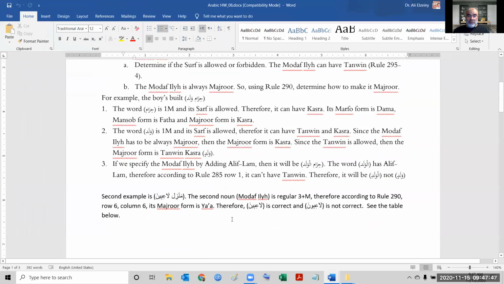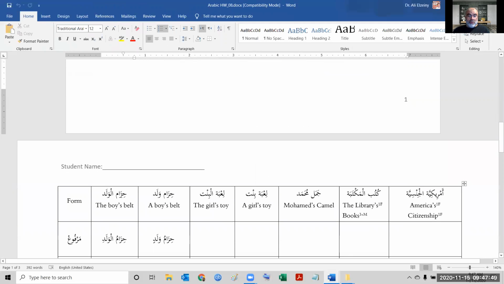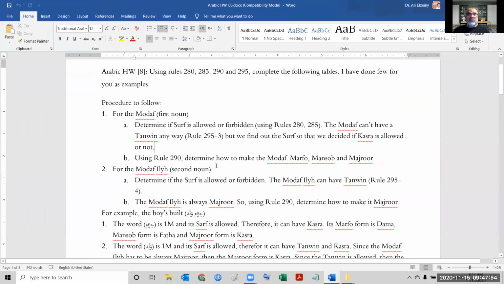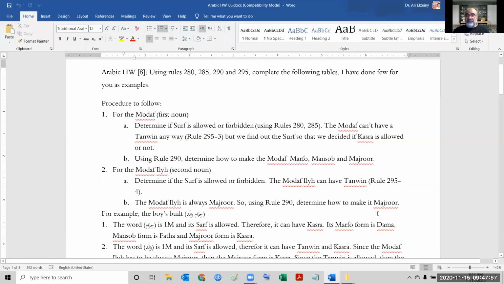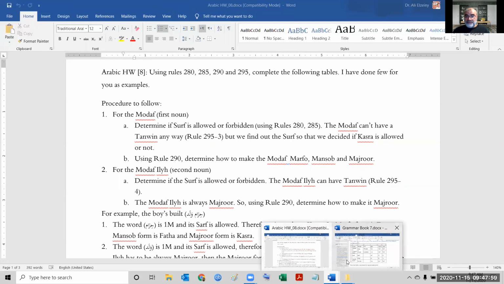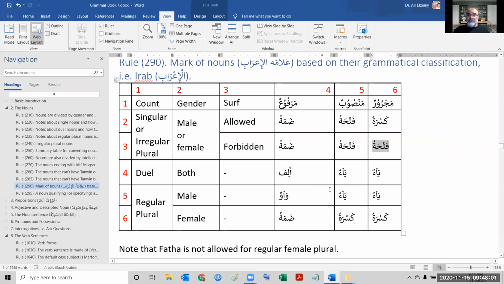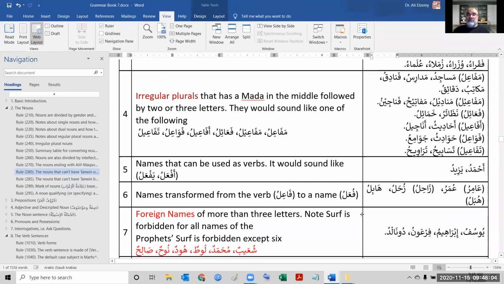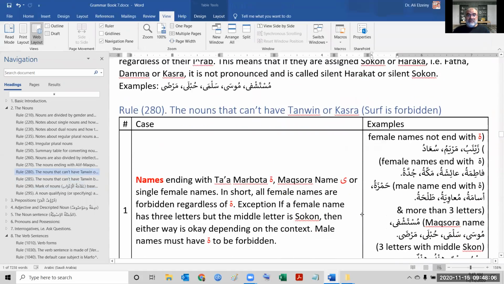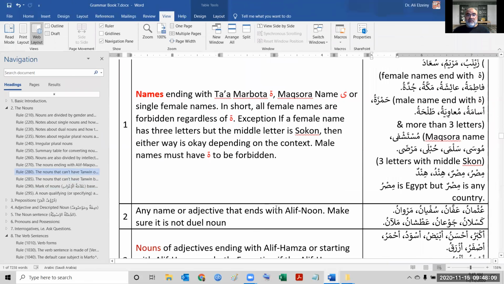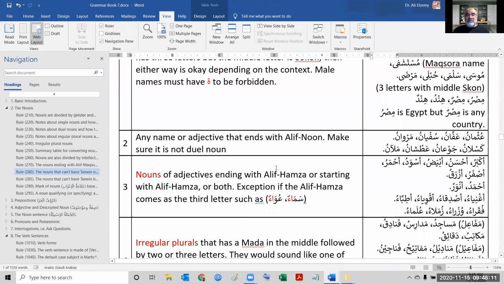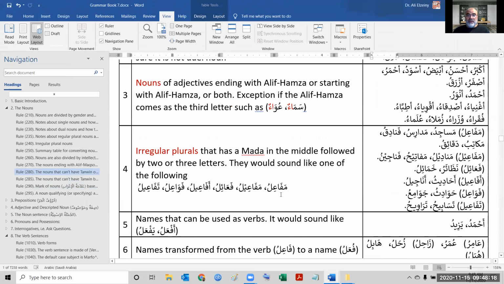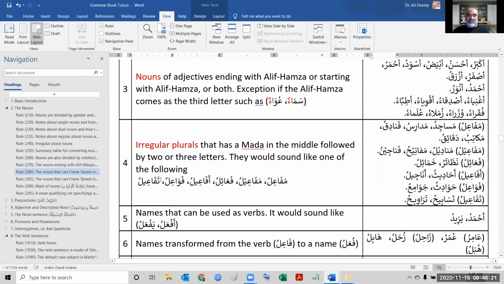So we're talking about the word hizam, which is belt. Okay, so I go back to these rules here and I determine if sarf is allowed or not. Sarf is not forbidden. It's not a name. It's not ending with alif noon. It's not starting with alif hamza or ending with alif hamza or both. It's not one of those sounds.